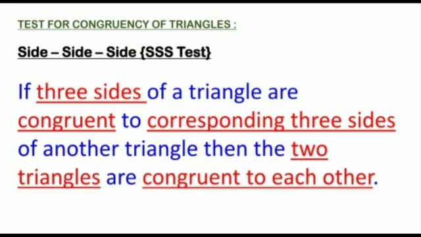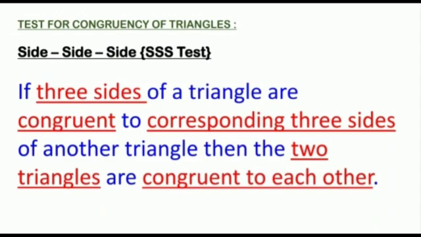Test for congruency of triangles. There are 5 types of test that we are going to learn. The first one is SSS test, that is side, side, side test. The second one is SAS test, that is side, angle, side test. The third one is ASA test, that is angle, side, angle test. The fourth one is AAS test or SAA test, that is angle, angle, side test. And the last one is the hypotenuse side test for right angled triangle. So let's go for the first test, that is SSS test.